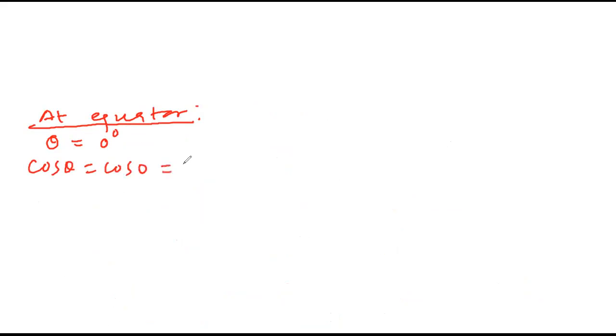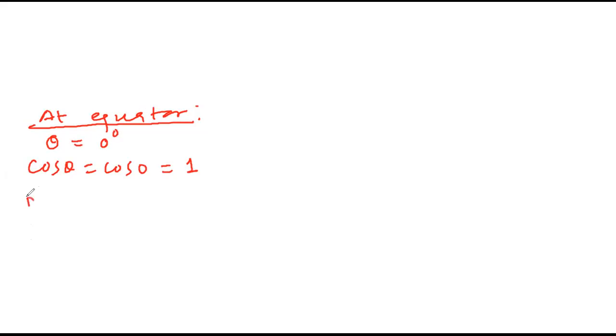At equator, can you tell what will be theta? At equator, what is theta? 180 degree? No, 0 degree. Theta is 0 degree at equator. So cos theta will become cos 0, and cos 0 is 1.